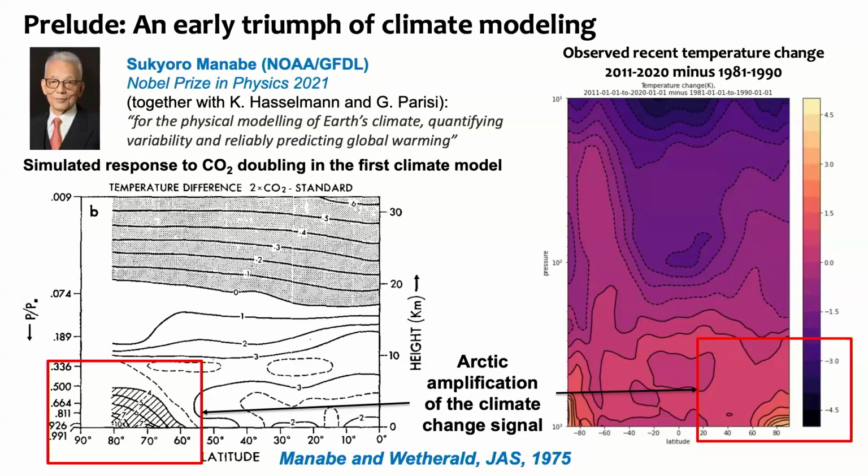One thing they predicted was an amplified surface warming, stronger than the global mean, in the Arctic. We call this polar, or specifically Arctic, amplification of the climate change signal. It is now well observed, here taking the difference between the decadal mean of the last decade and the decadal mean of the years 1980 to 1990. So even simple models have remarkably predicted some large-scale robust features basically 50 years ago.